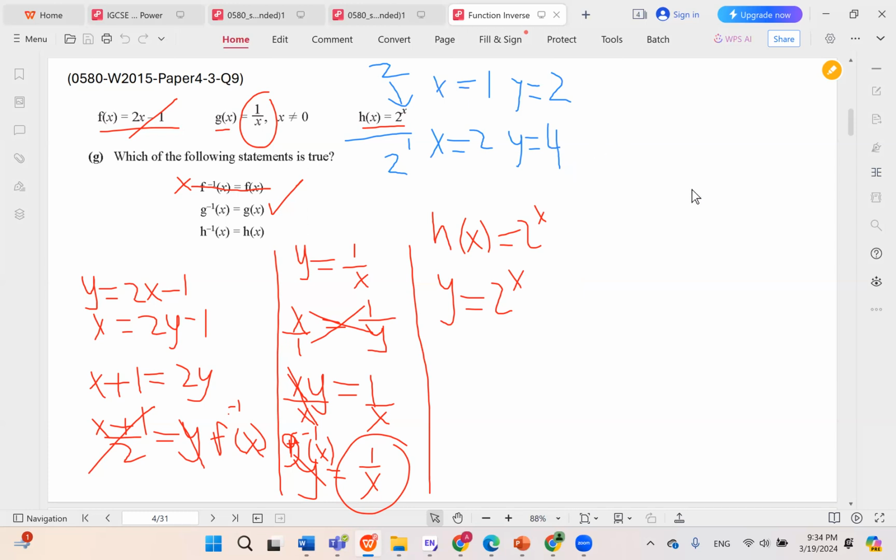And since they do not switch, therefore, you cannot say that the inverse is the same function as h of x. So therefore, the third one as well is wrong. And we will go with the second option only, which is g inverse of x equals g of x.